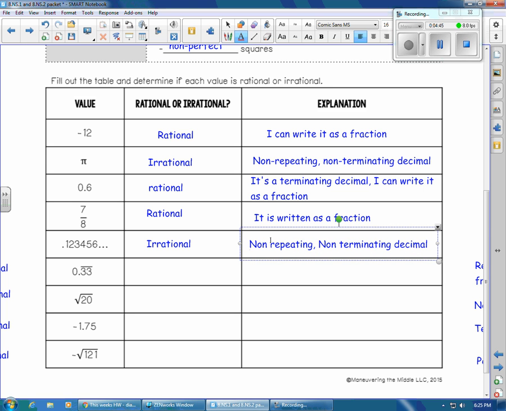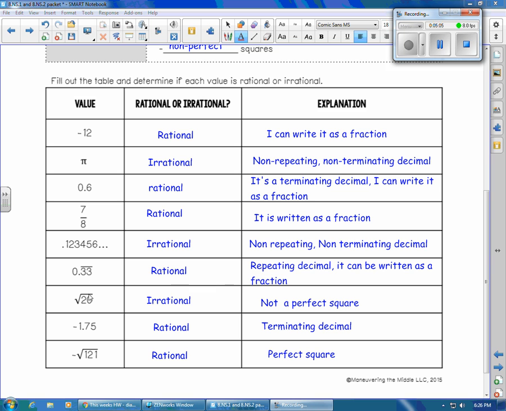What I'd like you to do is pause the video and fill out the next 4 and tell me whether they're rational or irrational and why you believe that, and then come back and check your work. So go ahead and pause it and come back and check your work as soon as you've got them filled out.